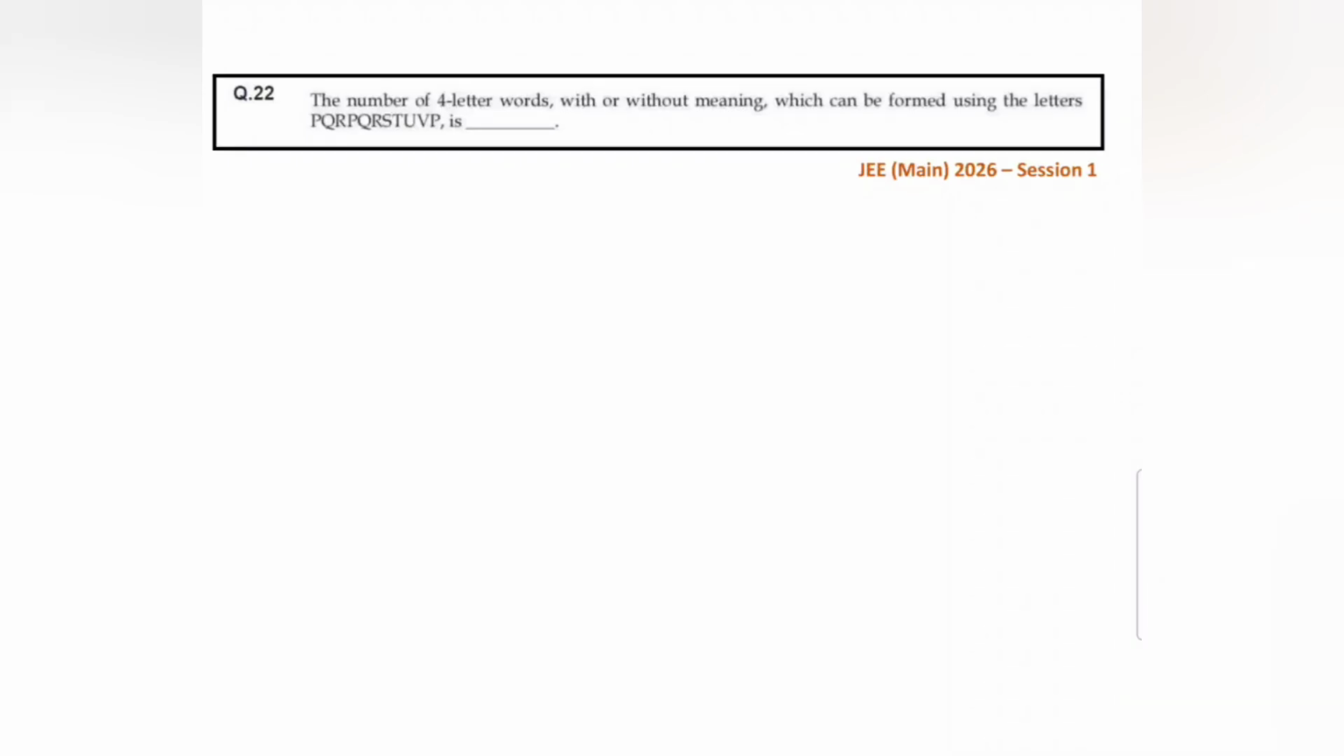Here the question is the number of 4-letter words, with or without meaning, which can be formed using the letters of the word PQRPQRSTUVP. Now the very first thing you have to do here is, we are talking about the 4-letter words. So let us categorize the different symbols that are available. So P is coming thrice, so P, P, P, and then Q twice, and then R twice, and then all the remaining only once. So S, T, U, V.